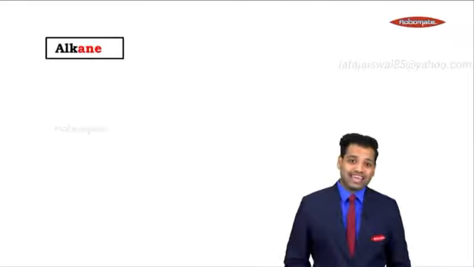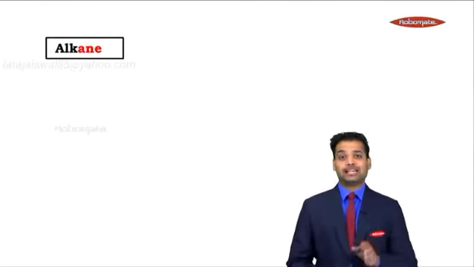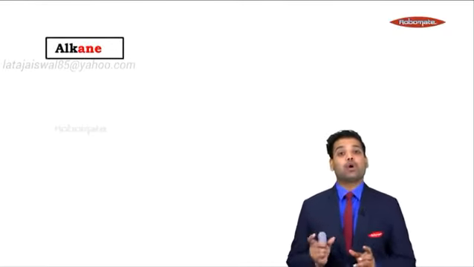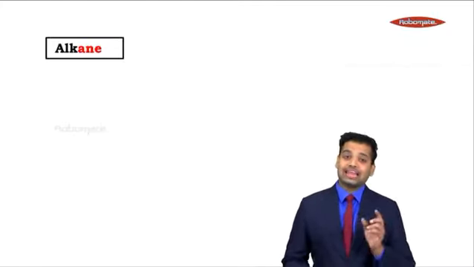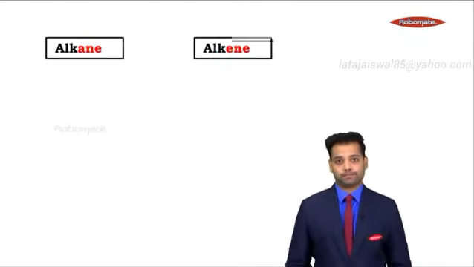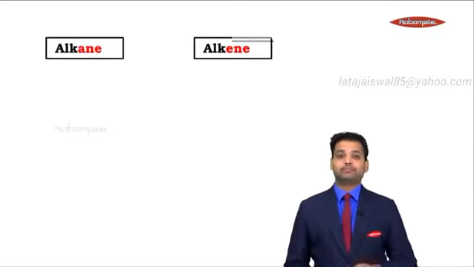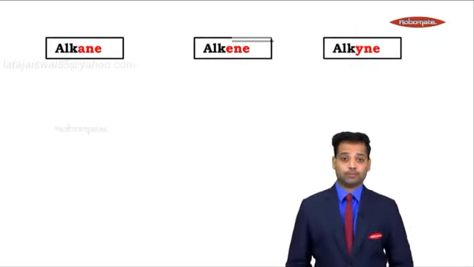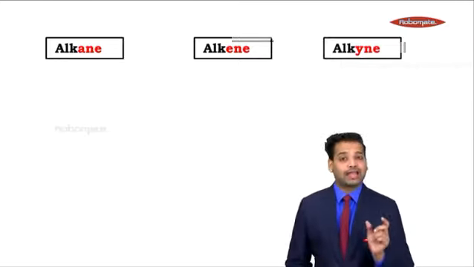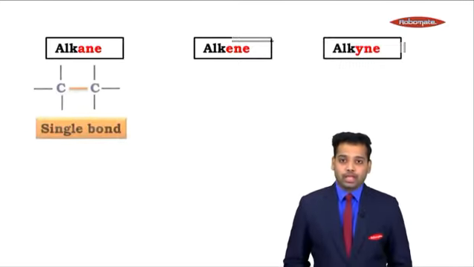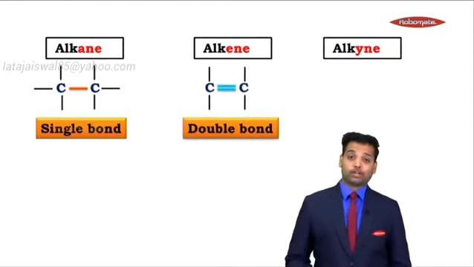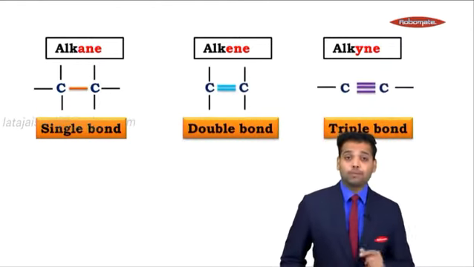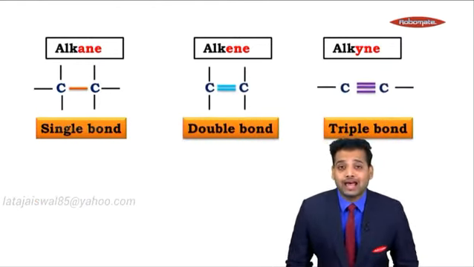But you have to understand that in alkane, alk is a common generic term used for the family. And ane is because of the single bond. Alk is the general term, ene is because of the double bond. And alk is the general term and yne is the triple bond. So a single bonded hydrocarbon is called an alkane, a double bonded hydrocarbon is called an alkene, and a triple bonded hydrocarbon is called an alkyne.